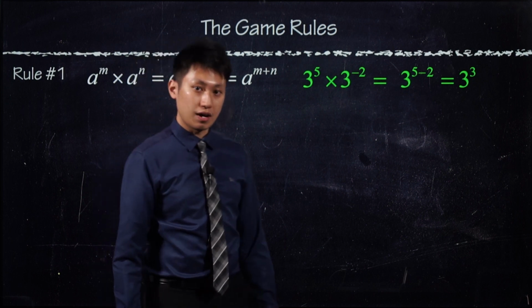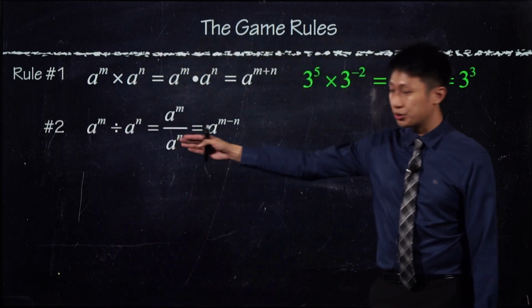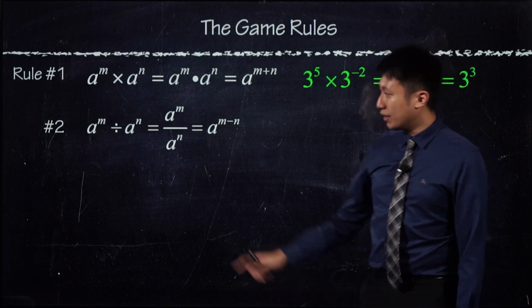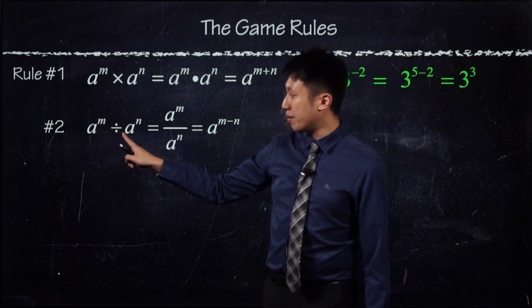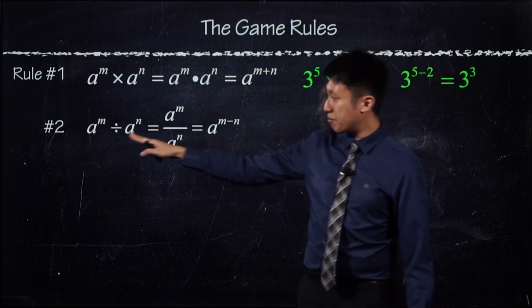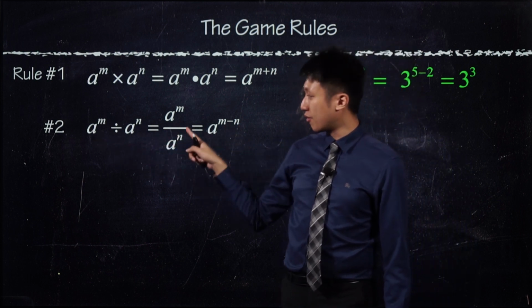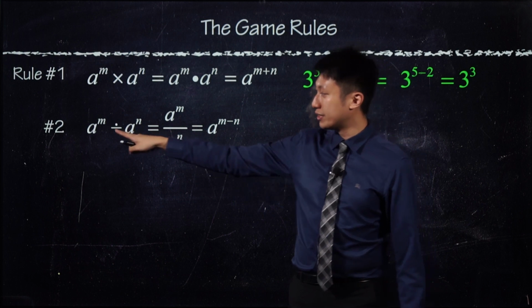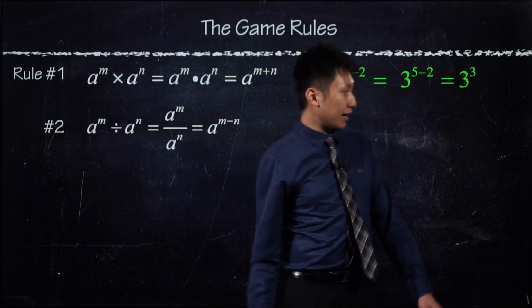Got it? Alright, next. Rule number 2 is division. If you have a to the power m divided by a to the power n, what do you do? You subtract them. It can be written in this form or this form, top and bottom, or just write divide. An example.